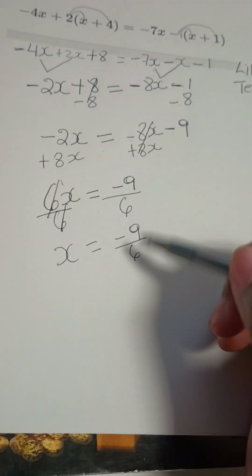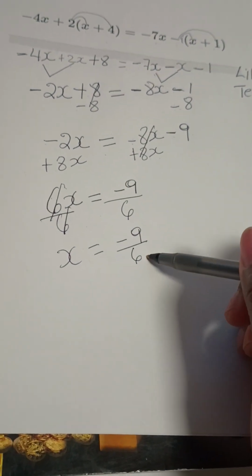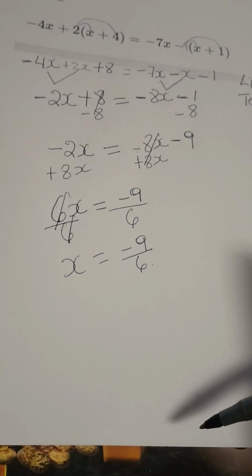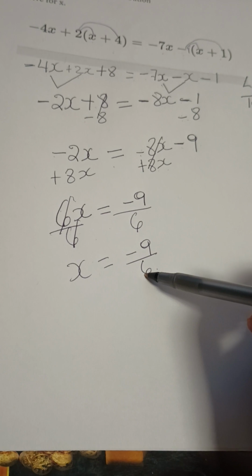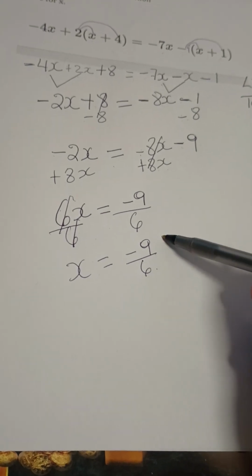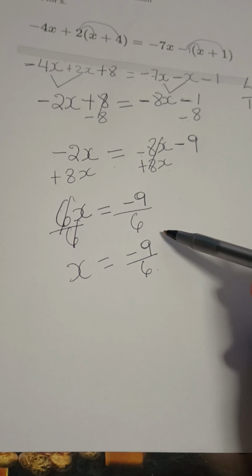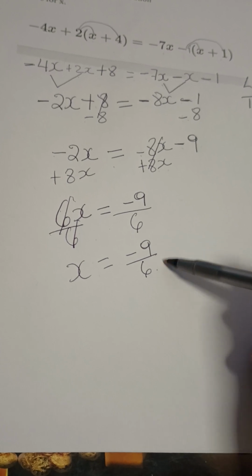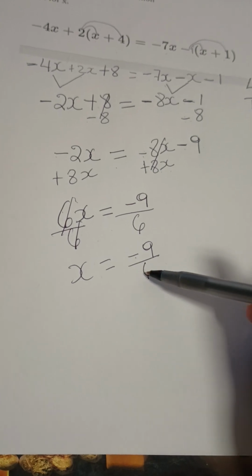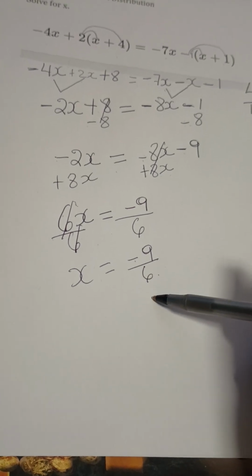You can go ahead and simplify, or you could leave the answer just as it is. If you simplify, you can divide by 3, which is going to be 3 over 2. Not only 3 over 2, but negative 3 over 2. Okay, you want me to do it?